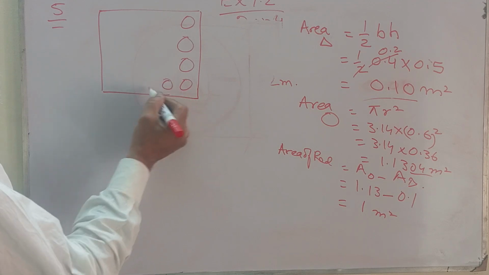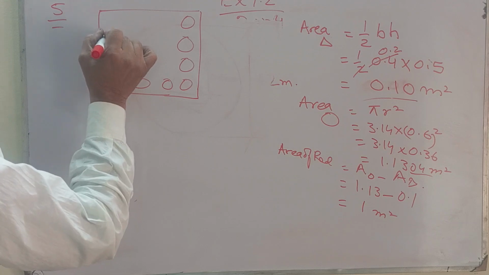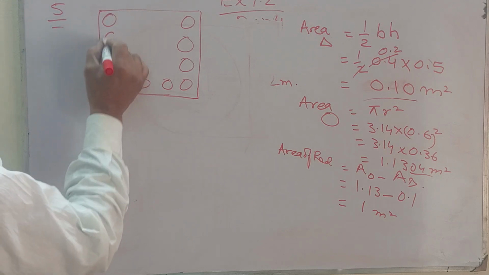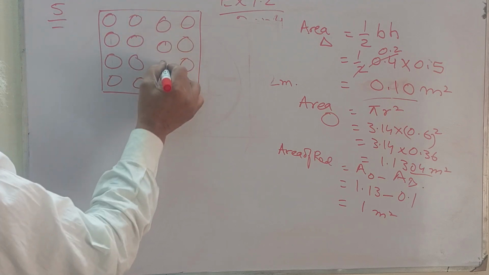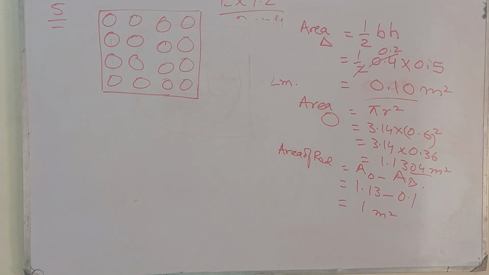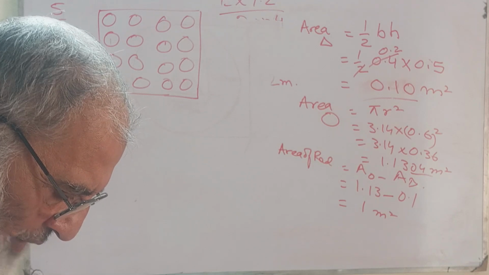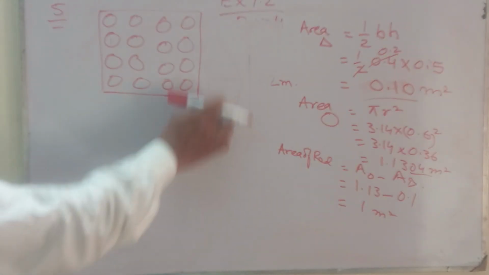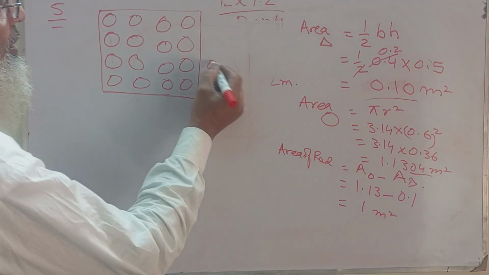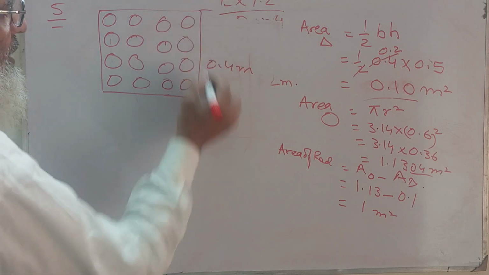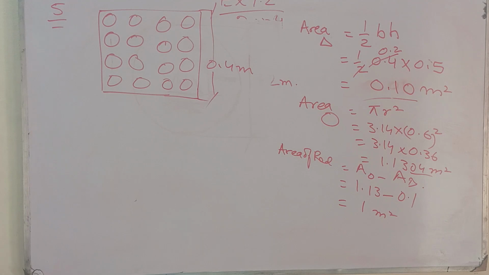16 circles, 1, 2, 3 and 4, and similarly 1, 2, 3, 4, 1, 2, 3, 4, 1, 2, 3, 4. Now these are 16, 4 times 4 are 16. Now what is given here is a fabric cloth, 0.4 meter long. Now from here to here it is 0.4 meters, of course.